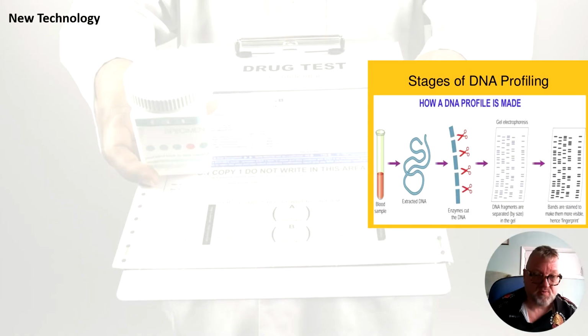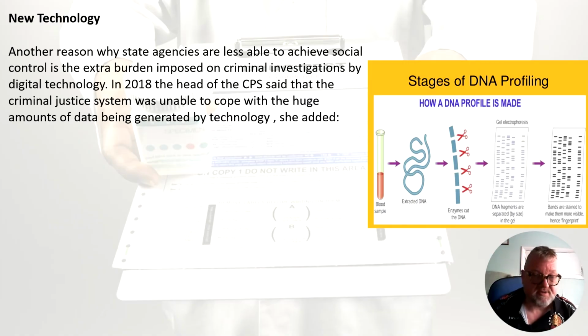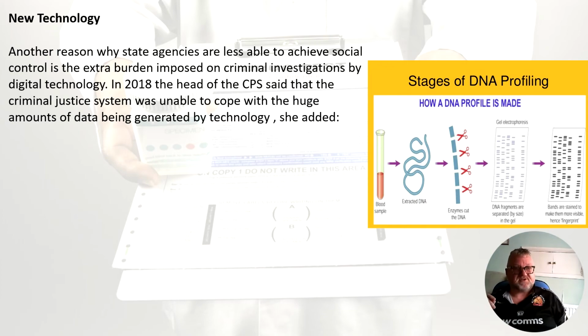So, another barrier when it comes to social control is new technology. And this is quite an interesting one. Another reason why our agencies are less able to achieve social control is the extra burden imposed on criminal investigations by digital technology. So in 2018, the head of the CPS said that the criminal justice system was unable to cope with the huge amounts of data being generated by technology.